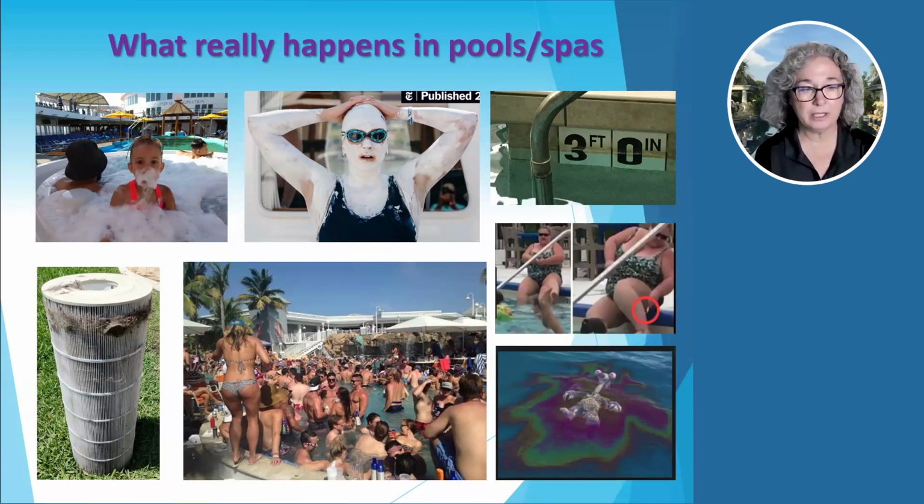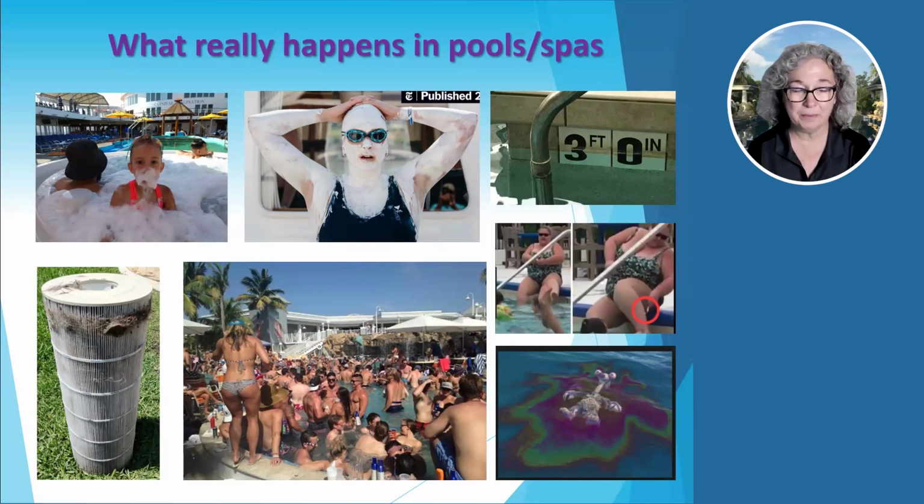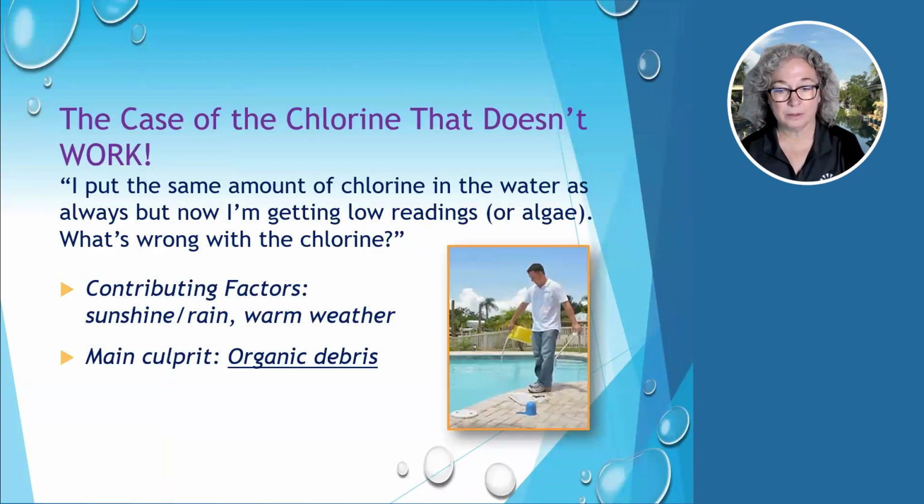The lady underneath the tile, that is an actual picture of a hotel in Orlando. She was shaving her legs in the pool, things that happen. Underneath her is a young animal that is going a little number 1 in the pool. That happens every day. In the middle bottom picture, you see a heavy bather load. And then you have a very, very dirty cartridge filter. So the chlorine can't keep up with these factors.